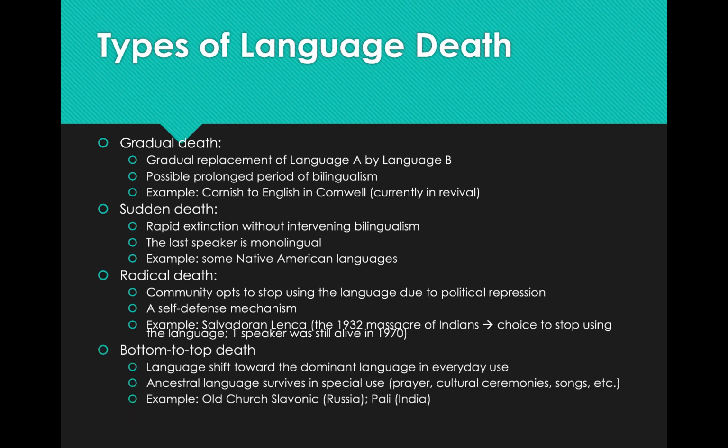Finally, bottom to top death is a special case of language death. This is when the language dies in common everyday use, with a shift to a more dominant language or due to the natural diachronic changes in the language. But the original ancestral language survives for religious, cultural, or ceremonial practices. This is exemplified by Old Church Slavonic, for example, which is only used in some Orthodox services in Eastern Europe. But nobody speaks it in their daily life.